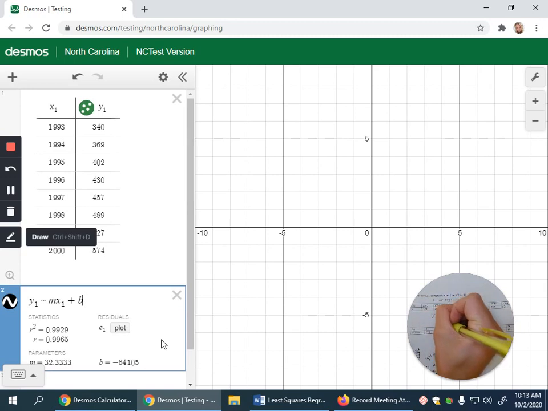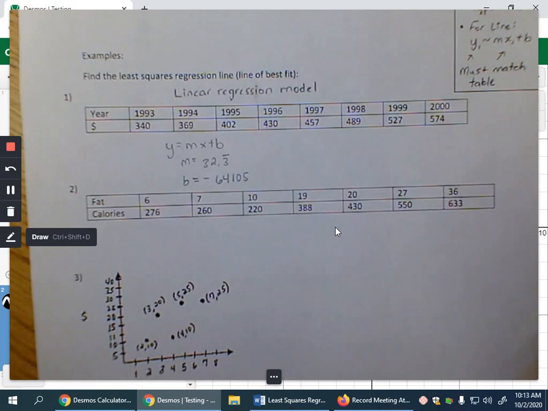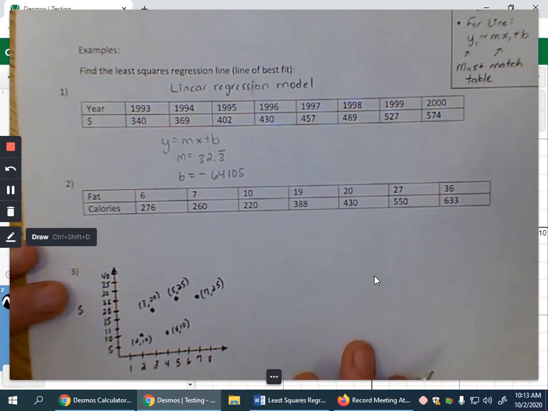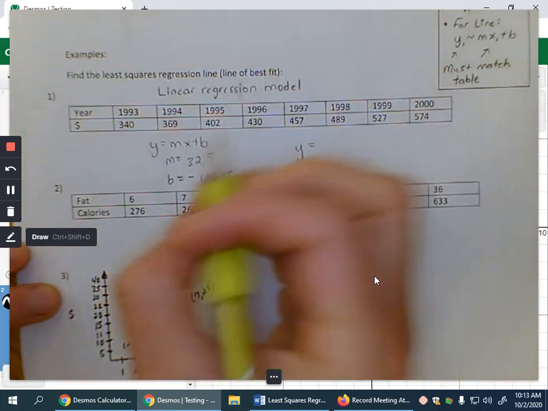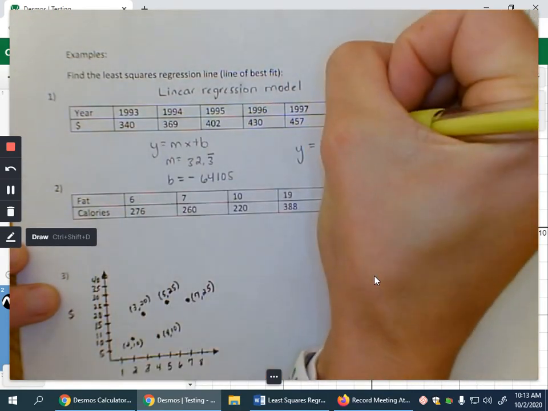So it's y equals, my slope was 32.3 repeating, and that goes in front of x. And then my b was negative 64,105. So that is the equation if I plot, and then I graphed the line that kind of goes through the middle of those dots. This would be the equation of that line, okay?